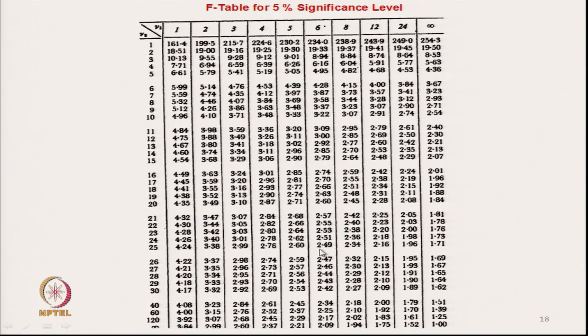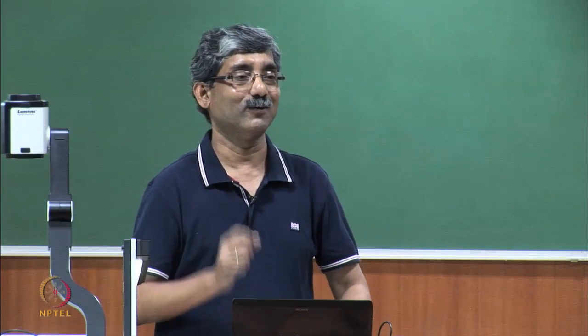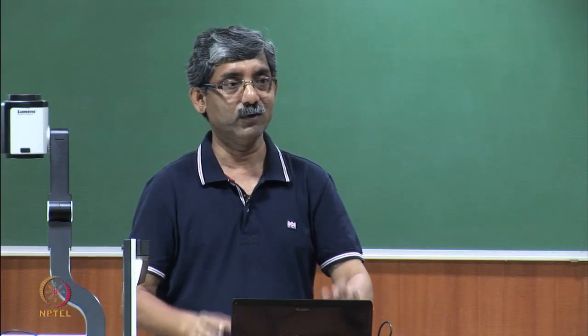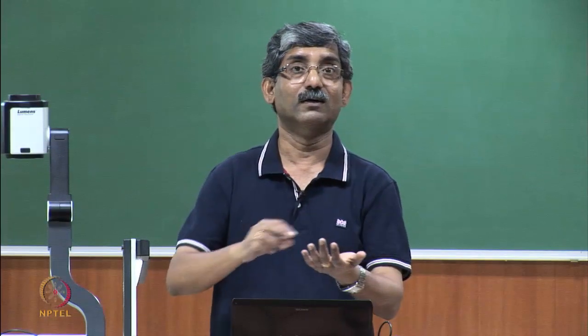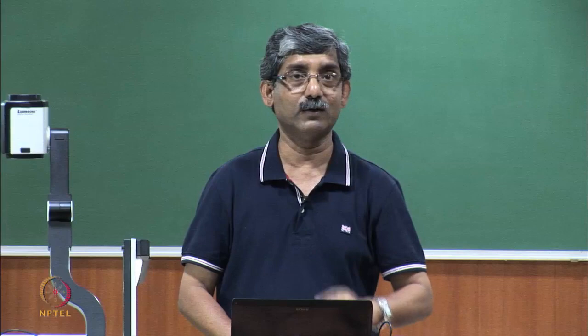So, this is the F-test value, and the third one is the chi-square technique. Chi-square is the method used when there is no prior knowledge of the distribution of the test value. In the earlier cases, the T-test and the F-test, we know it is a normal distribution. Here, if we do not know the standard deviation, and nothing is known, in that case we can use the chi-square technique. A chi-square table is there that we can use.